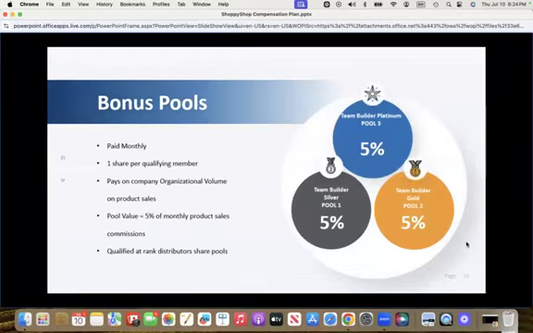You know, most companies to hit a bonus pool, you've got to be like a double, triple diamond, right?